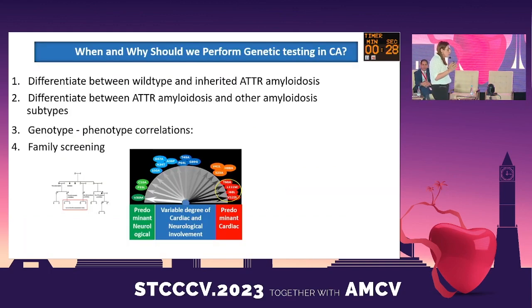When should you perform genetic testing, and this is my almost final slide? To differentiate between wild type and hereditary ATTR, differentiate between light chain and other amyloidosis subtypes, phenotype and genotype correlation, and family screening.